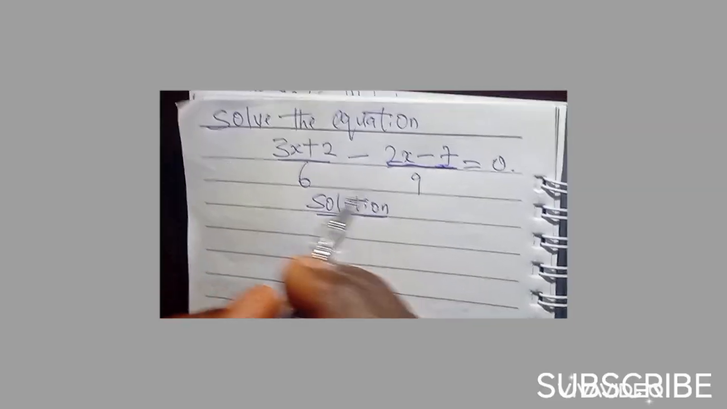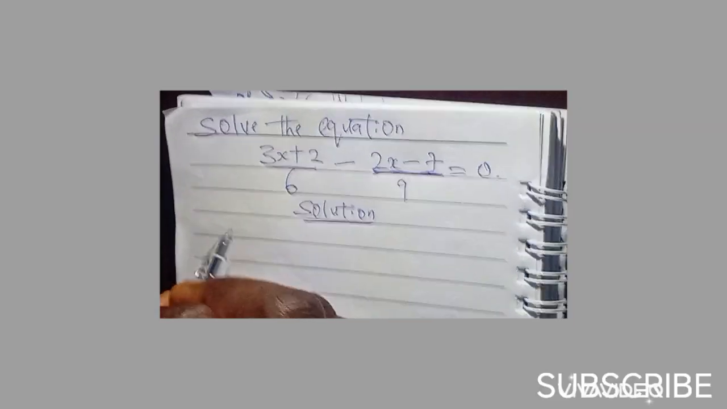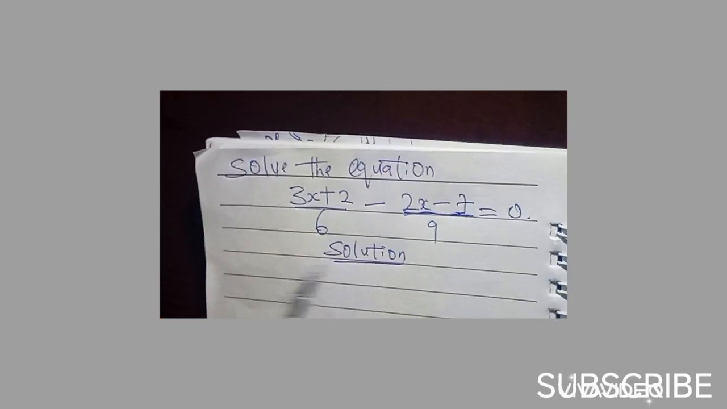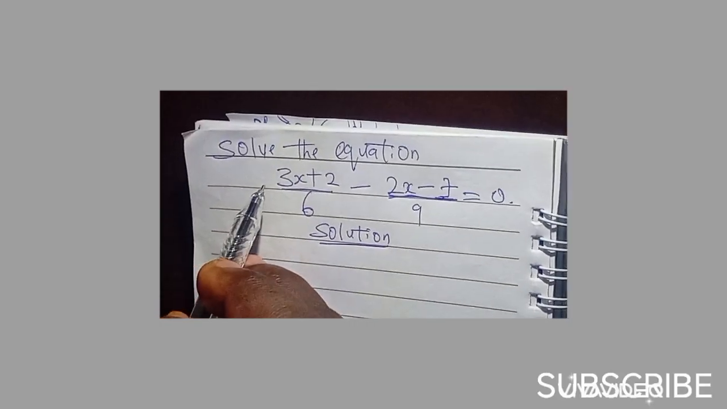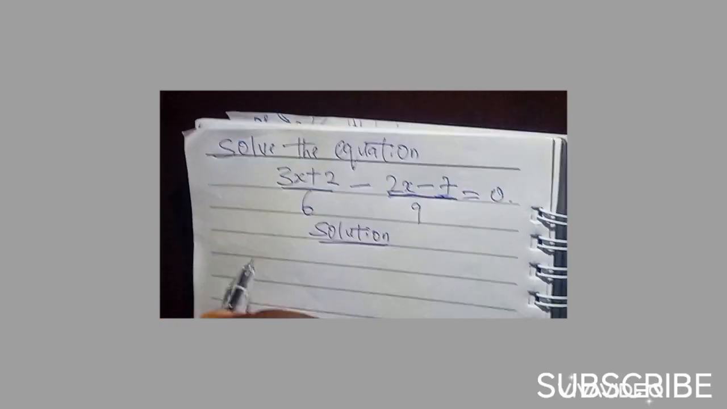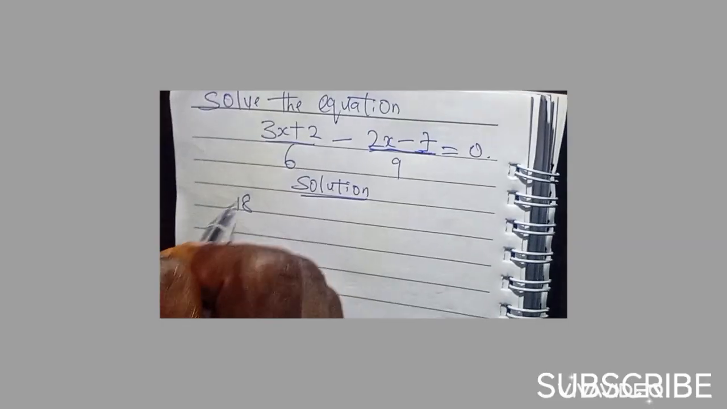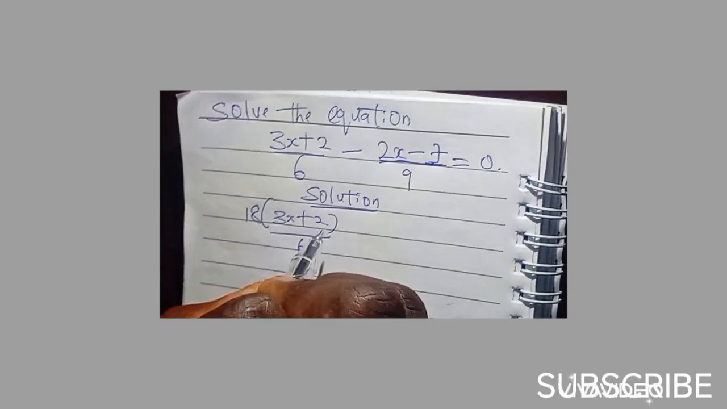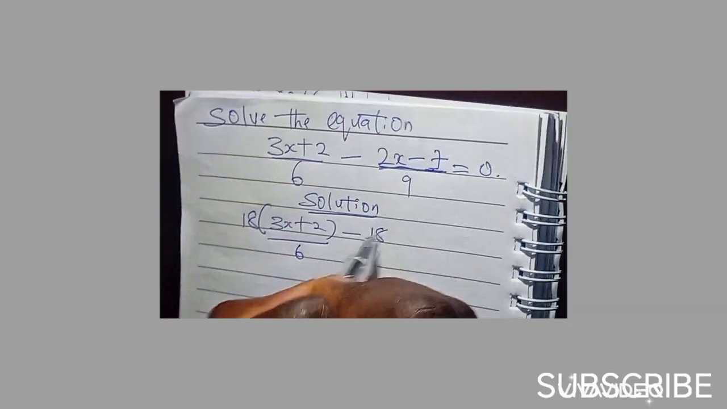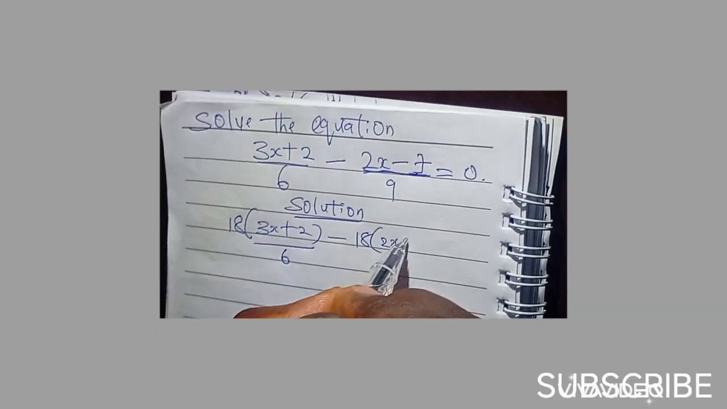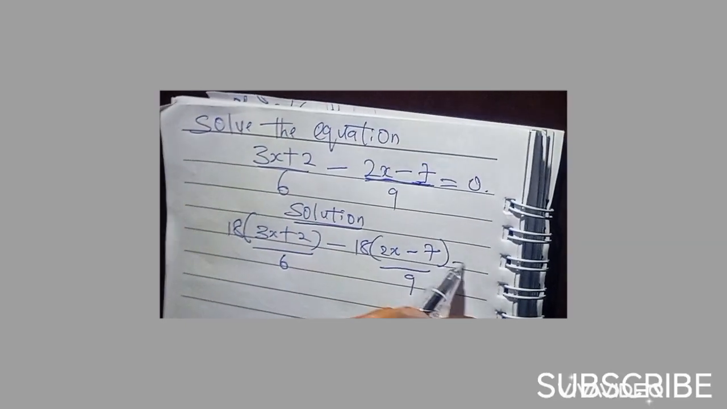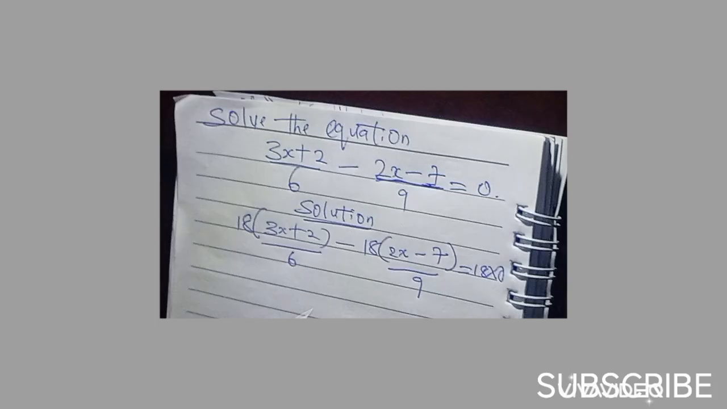Now, to clear the fraction in this equation, what we'll do is look for the LCM of 6 and 9. The LCM of 6 and 9 is 18, and we use it to multiply each of the terms in this equation. By that we mean 18, open the bracket, 3x plus 2, all over 6, minus 18, open the bracket, 2x minus 7, close the bracket, all over 9, equal to 18 times 0.